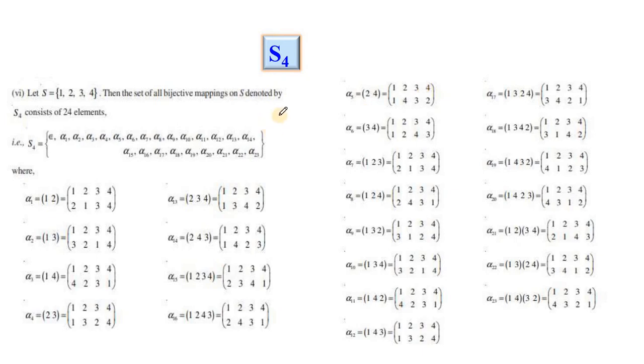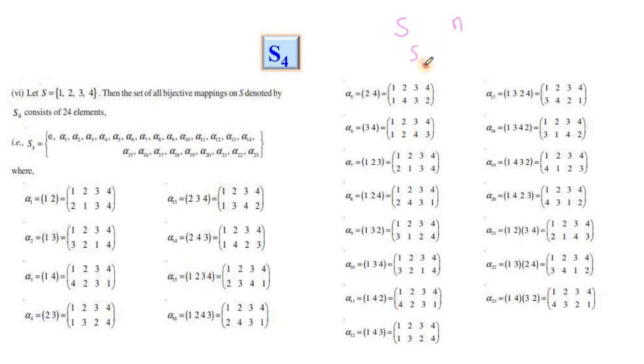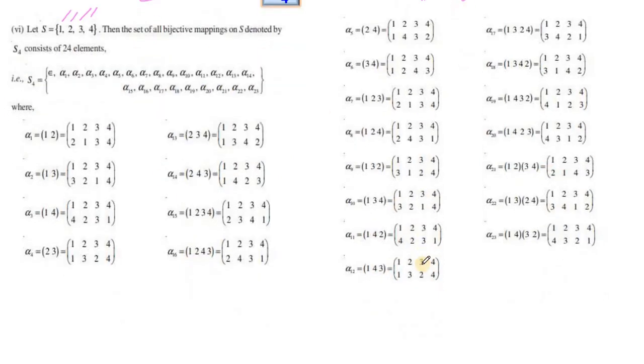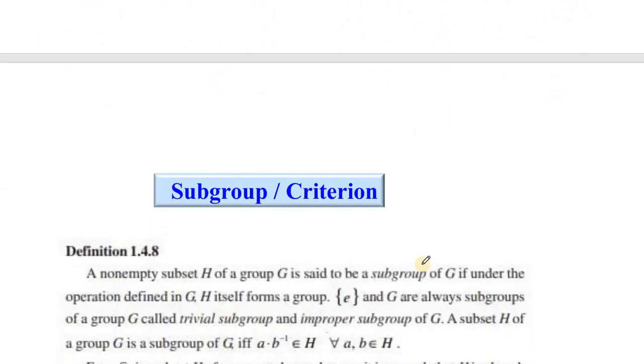And the next is S4. We have said already that when S consists of n elements, then Sn will consist of n factorial elements. So here when S consists of 4 elements, that is 1, 2, 3, 4, then S4 will consist of 4 factorial elements. They are 24 in number. So those 24 elements are listed here. They have to be memorized. All the 24 elements, later we will be using them. So that is listed here.